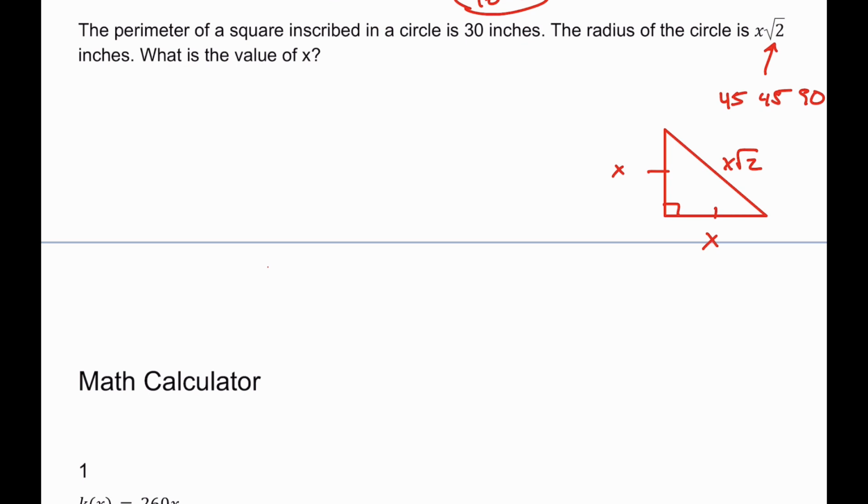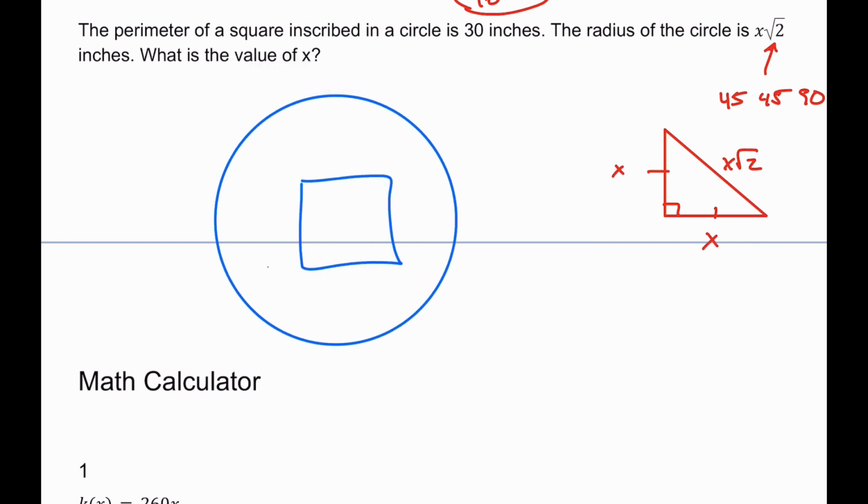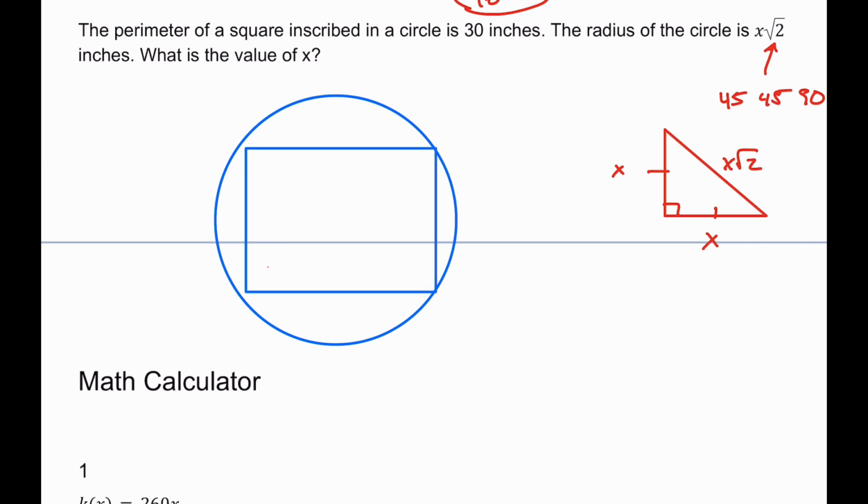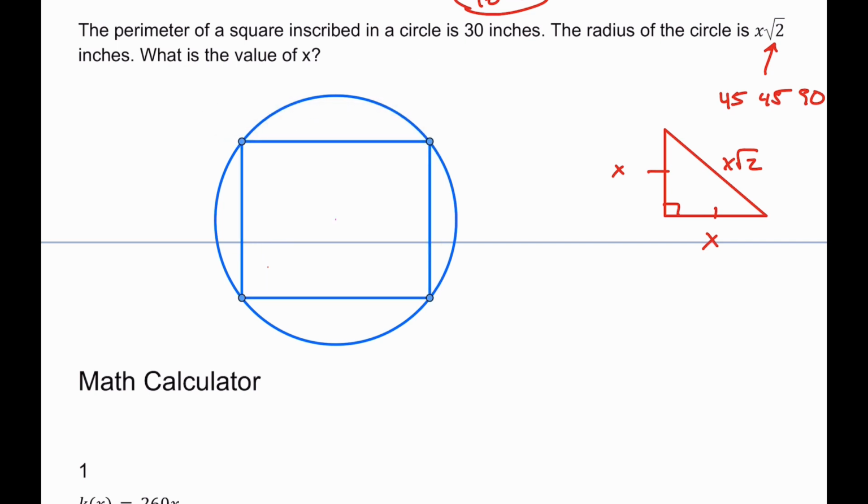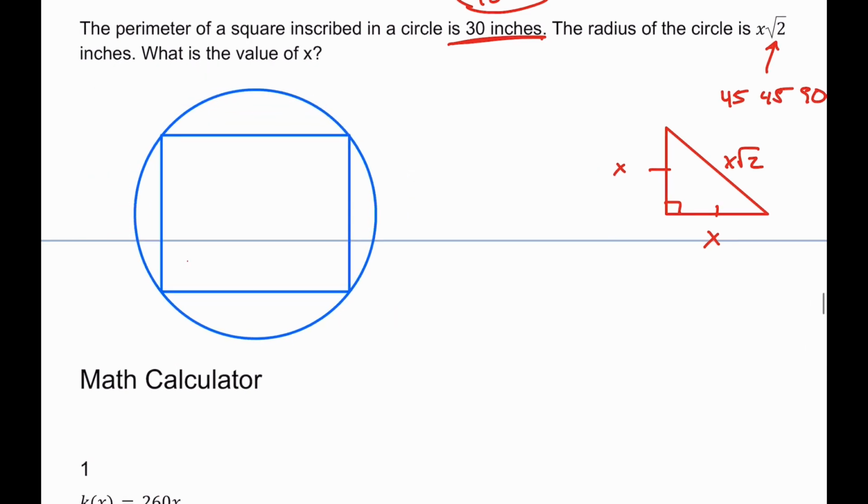So it says the perimeter of a square inscribed in a circle. So I have my beautiful circle. I have a square. Let's try that again. We have a square, okay. Good enough. And at that point, they're saying that the perimeter of that square is 30 inches. Well, if the perimeter of a square is 30 inches, isn't every side of a square the same? So 30 divided by 4 would give me my sides. 30 over 4 is really 15 over 2, better known as 7.5. So each of these sides is 7.5, 7.5, 7.5, 7.5.